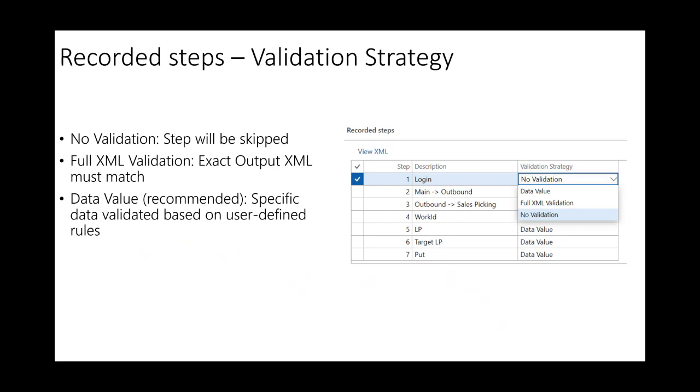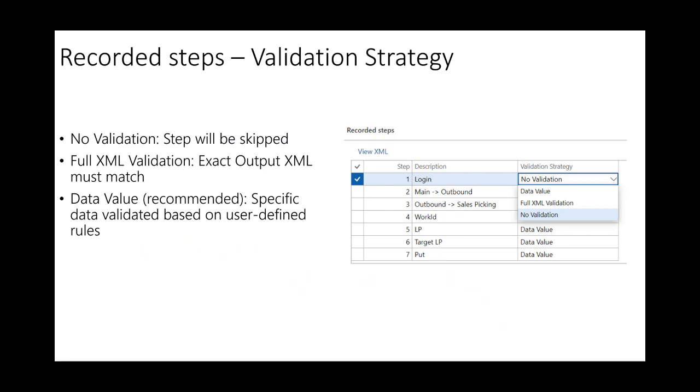There are currently 3 policies we are shipping with this framework. No validation means that this step will not be validated, and we will assume some other downstream process will ensure it was successful. Full XML validation means that the output XML that was captured at recording time must exactly match the output XML at playback time. This can be useful for some very specific workflows or areas where it is difficult to perform control level validation. However, it is not the recommended approach.